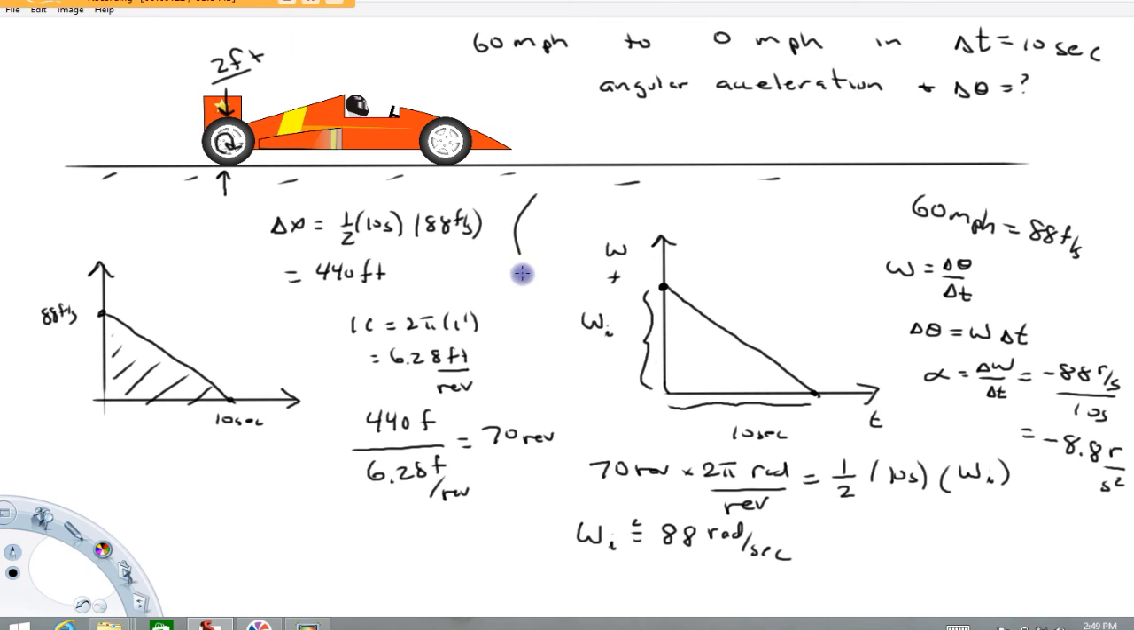So here to the left of this line here, we were analyzing the translational velocity of the car. To the right hand side, this graph is for analyzing the rotation of the tire.